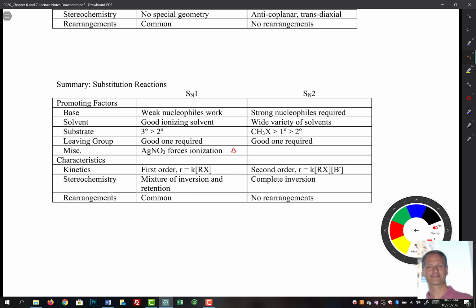So a lot to digest. There's a lot of information there. But I think as we go through this chapter and we learn more, we'll be able to recognize the important factors and assimilate them into some type of an order in which we can make good judgments on predicting reaction pathways.